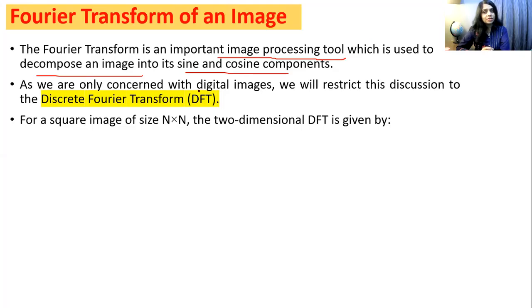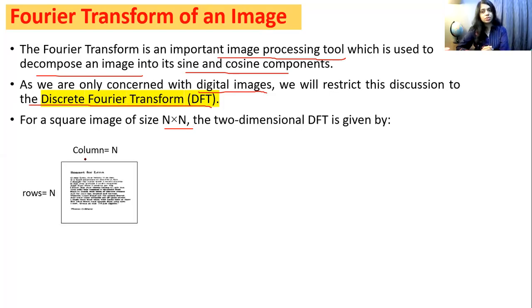As we are talking about digital images, we will restrict the discussion to the discrete Fourier transform, that is DFT. Now, what is the formula for DFT? For a square image, meaning an n by n image, there are n columns and n rows. Suppose we have this image, there are n columns of pixels and n rows of pixels. So for an n by n image, the two-dimensional discrete Fourier transform is given by this formula.